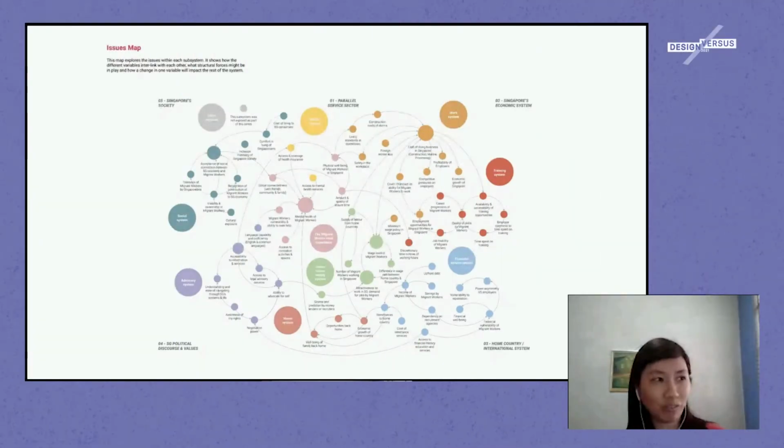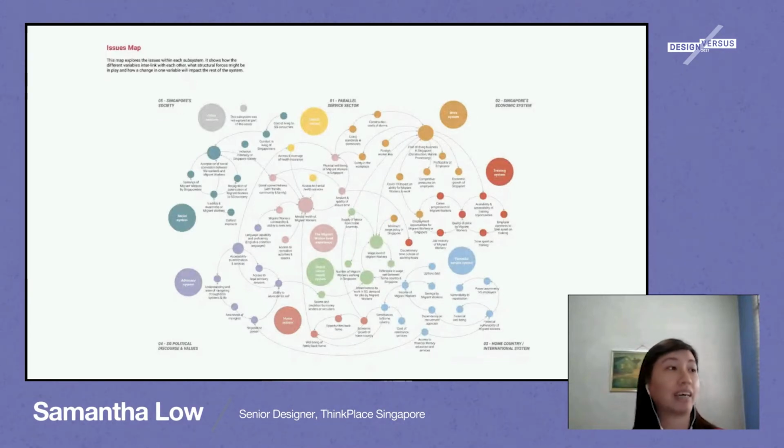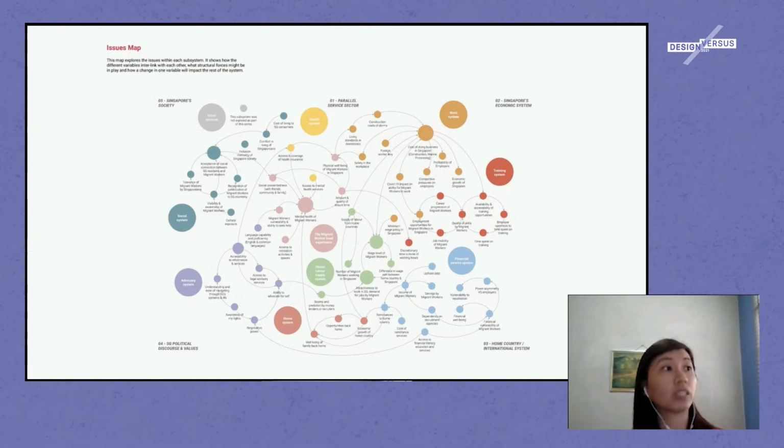Look at this. It's a beautiful visual representation. This is the end product of one of the projects that we did. It's what we call the issue map. It's actually a causal loop map mapping out the whole ecosystem of the migrant worker experiences in Singapore.